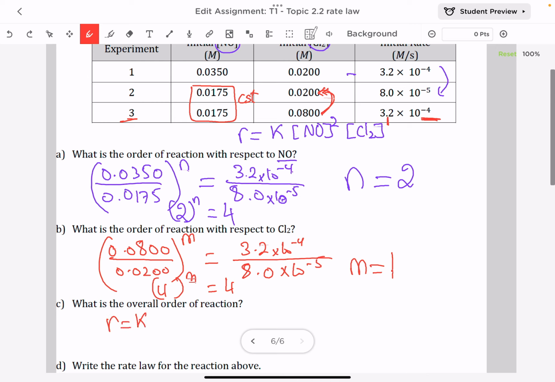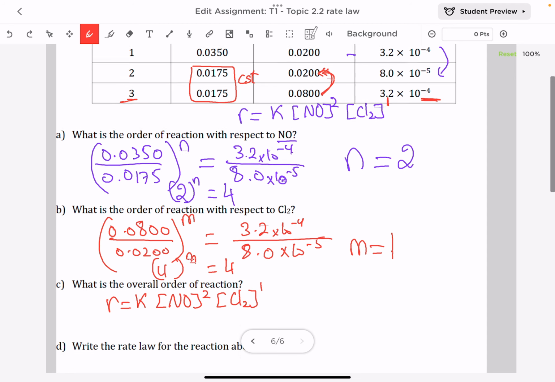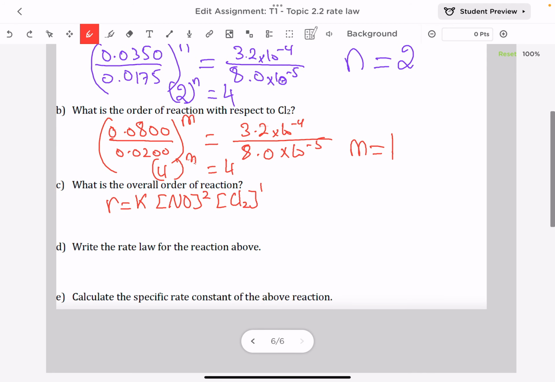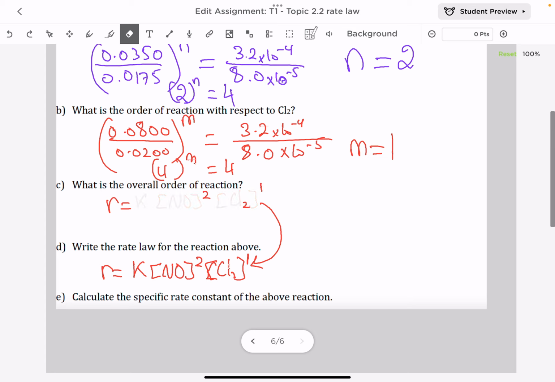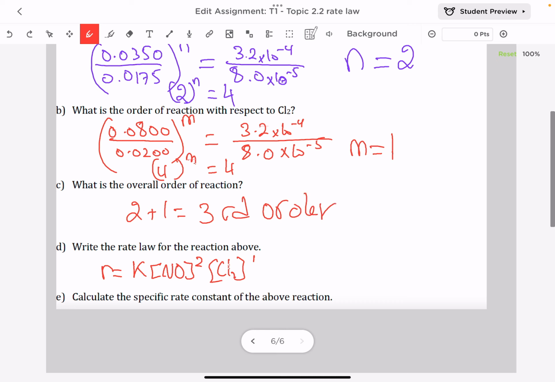So now let's write the final formula of the rate law. It's second order with respect to NO and first order with respect to Cl2. Oh, sorry, I have to write this one over here. R equals K times NO squared and Cl2 to the power of 1. And this reaction's overall order is third: 2 plus 1 equals 3, third overall order. Now calculate the specific rate constant. That means K of the above reaction.